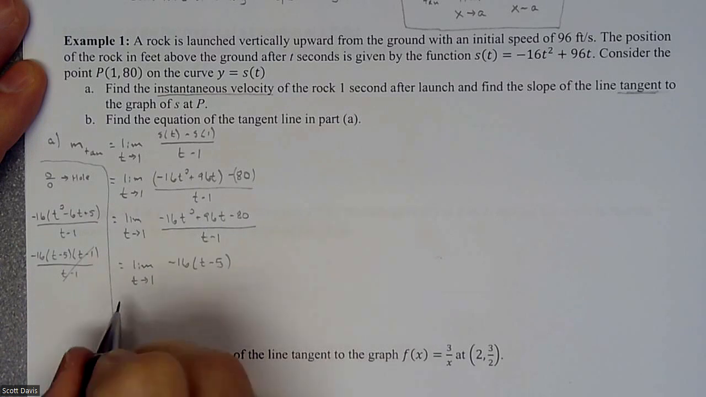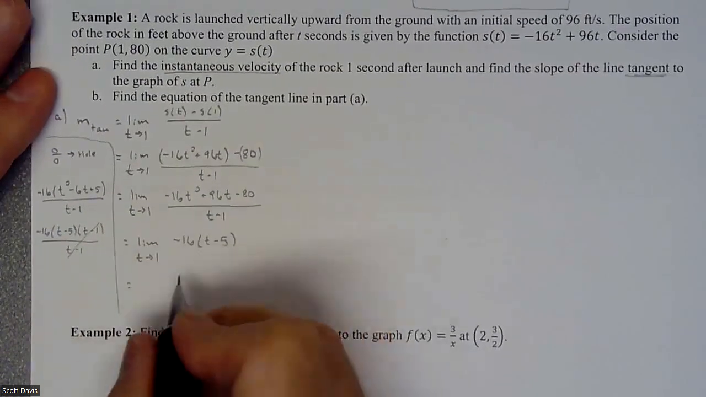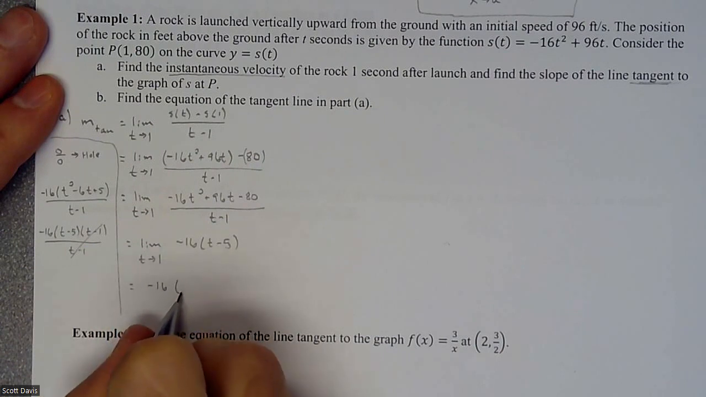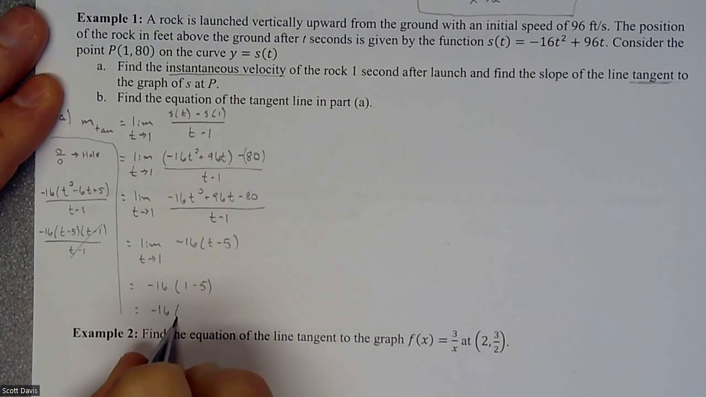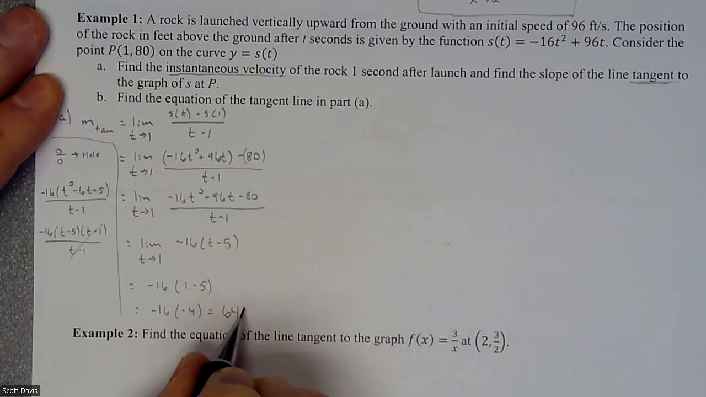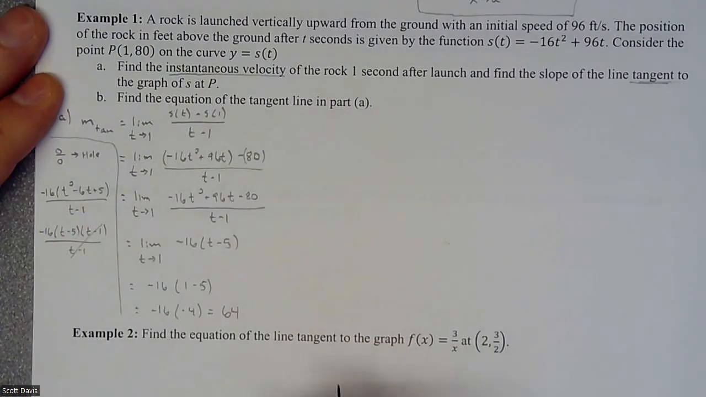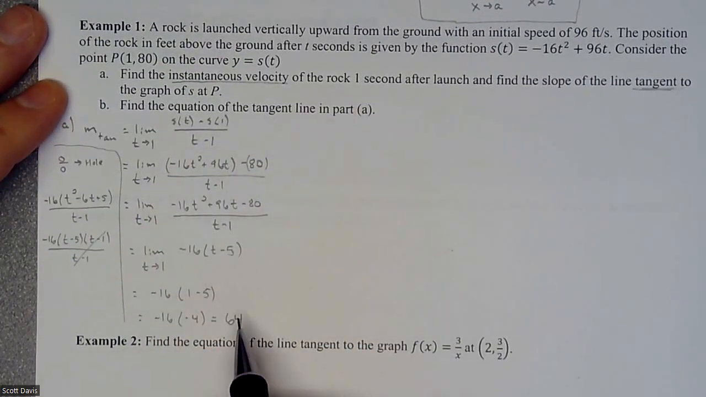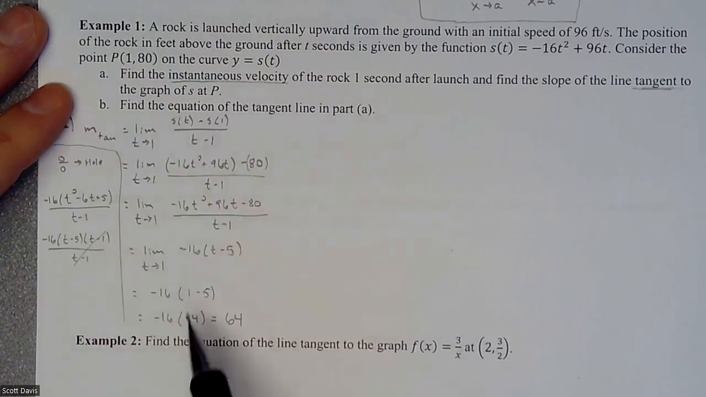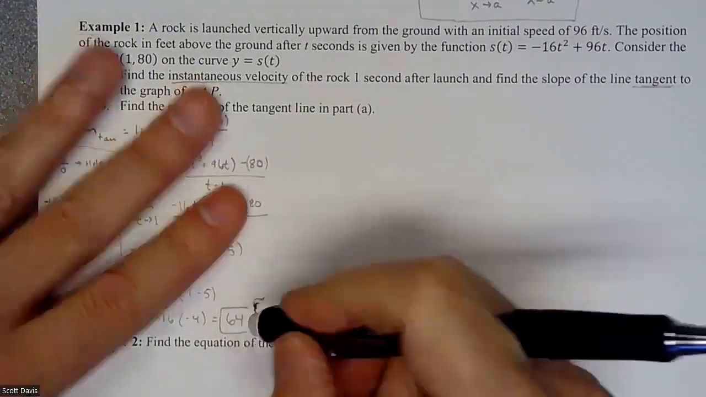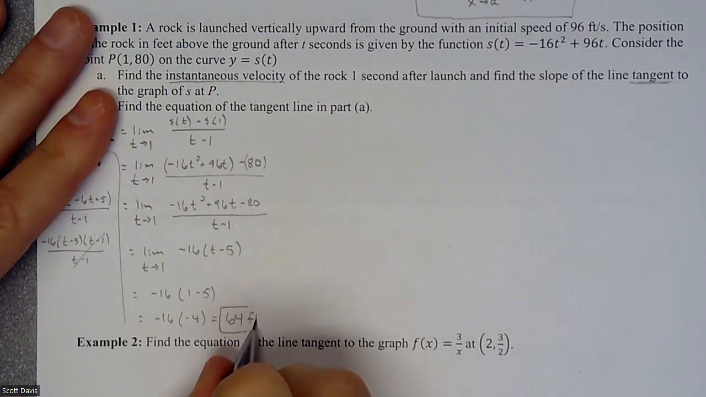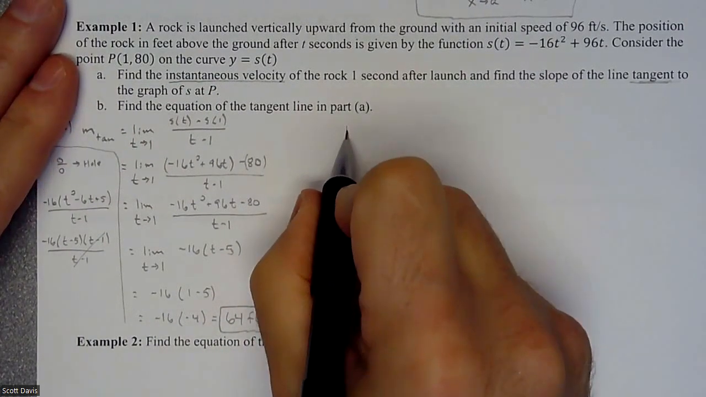That's what we're doing. So let's drop the limit by plugging in our value. So we're looking at negative 16 times 1 minus 5, which is negative 16 times negative 4, which multiplies out to 64. So what does that mean? That is our slope, our instantaneous slope at 1. Right? That's what we're looking for. So let's give it a value: 64 feet per second at that point. That's our rate.